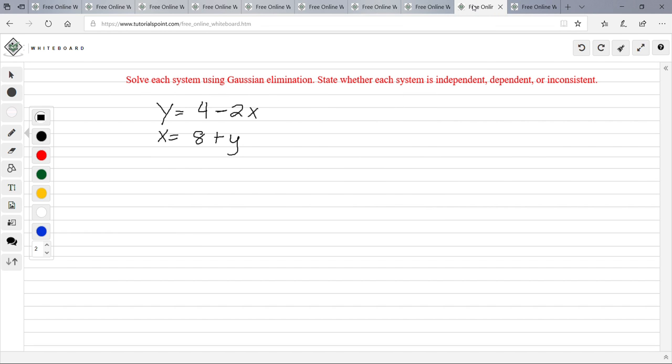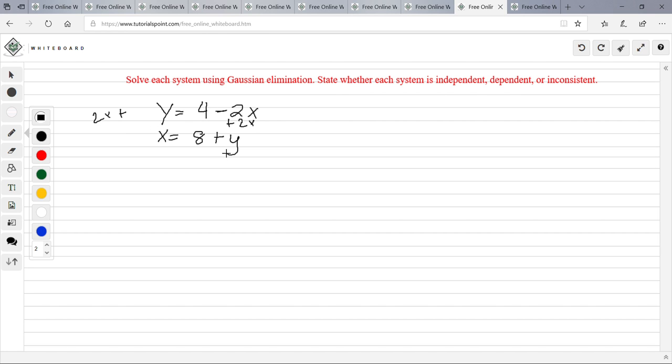Okay, so it says solve each system using Gaussian elimination. State whether the system is independent, dependent, or inconsistent. So first off, I want all the variables on one side and all the constants on the other side. So over here, y plus 4 minus 2x, I'm going to add 2x, because I want all the variables on this side and all the constants on the other side.